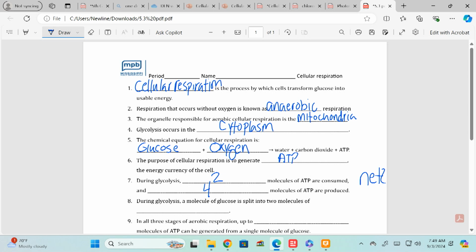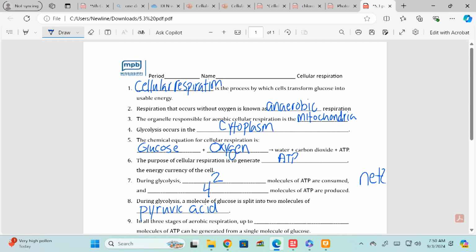Okay? So let's look at 8. During glycolysis, a molecule of glucose is split into 2 molecules of what? Well, these are those little molecules that I've been talking about called pyruvic acids. So you take glucose, you split it down the middle, you make 2 pyruvic acids. Okay, let's do 9 and then I'll erase everything and do the ones at the bottom there.